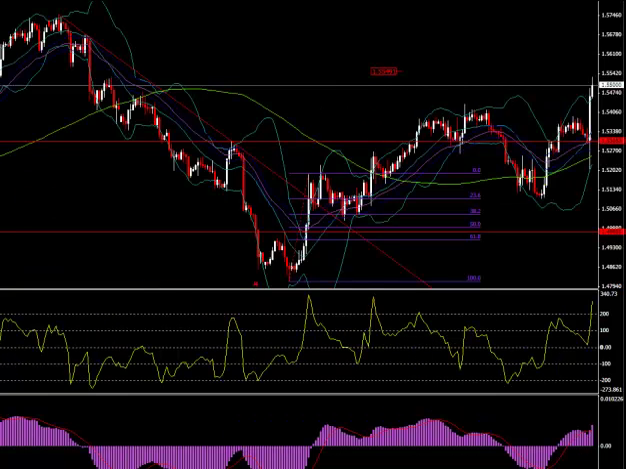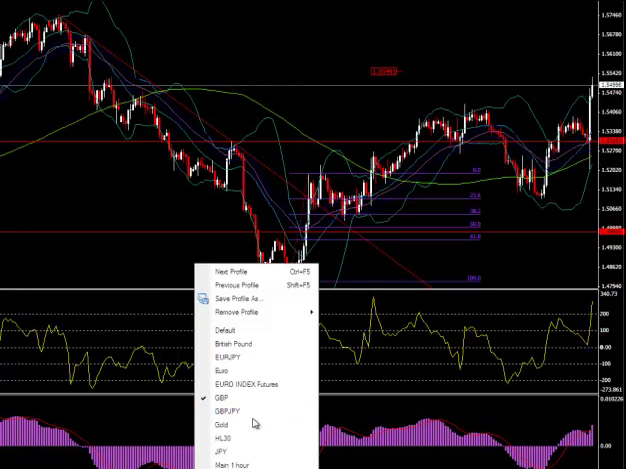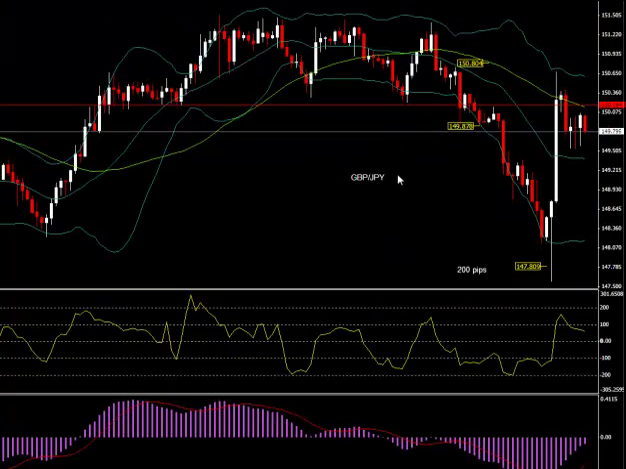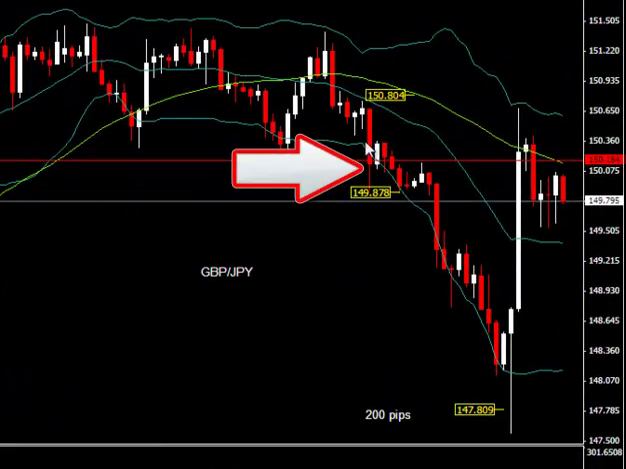Now I wanted to show you one other trade. We took a trade here on the pound yen. This is the pound yen, the 1 hour time frame. And here we had a continuation signal candle to the downside. This was an opportunity to sell this pair.